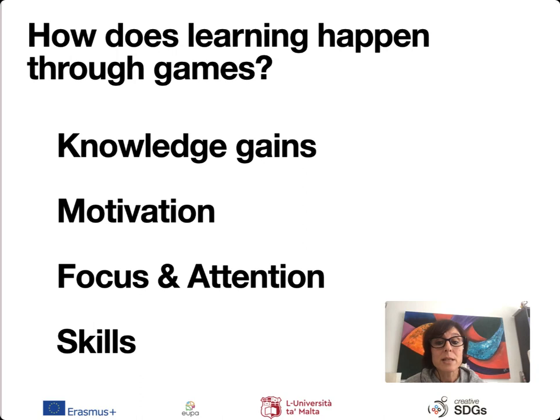Another reason is student motivation. Research has shown that with specific games, student motivation can increase in a way that would engage learners more with the content. Focus and attention is another key learning principle that games can support if used well and if used wisely. And of course, we have to consider the skills that games can enhance and support, again, if the right games are used for the right purposes.